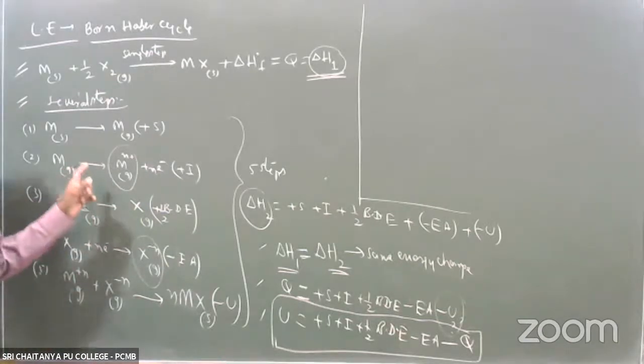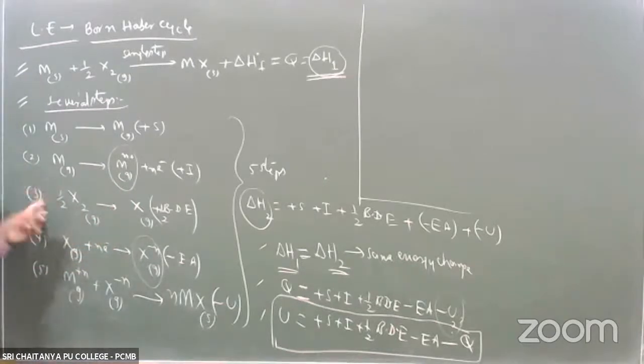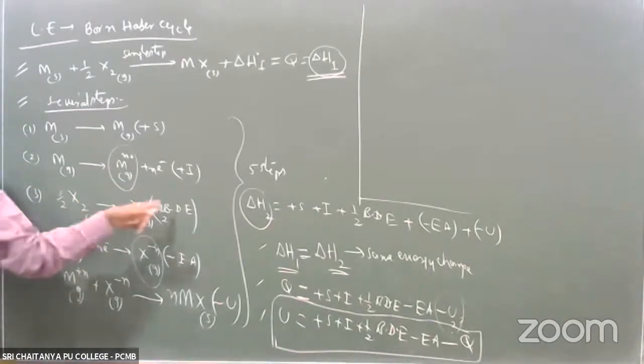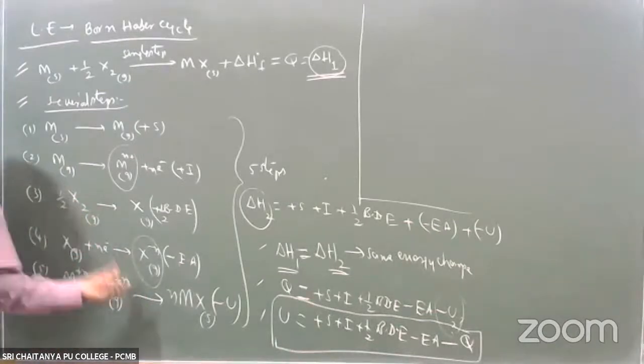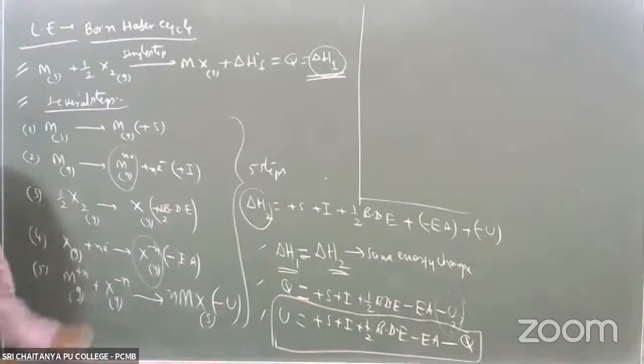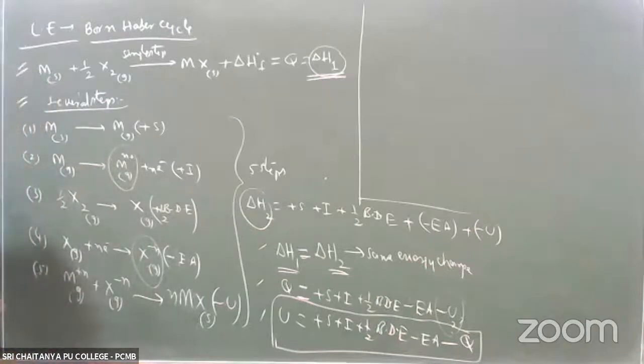We need only 1 mole of gaseous non-metal atom. For that, you need only half of the gaseous molecule. That's why you take half of the BDE. Then the gaseous non-metal atom gains a number of electrons and becomes a stable gaseous non-metal anion. During that, the released energy is called electron affinity.